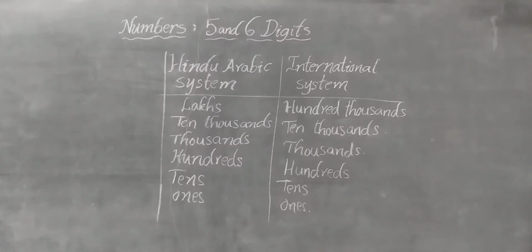Hi children, today I am going to explain the numbers. Topic name is numbers, 5 and 6 digit numbers. Okay, did you learn 4 digit numbers? Do you know? See here.